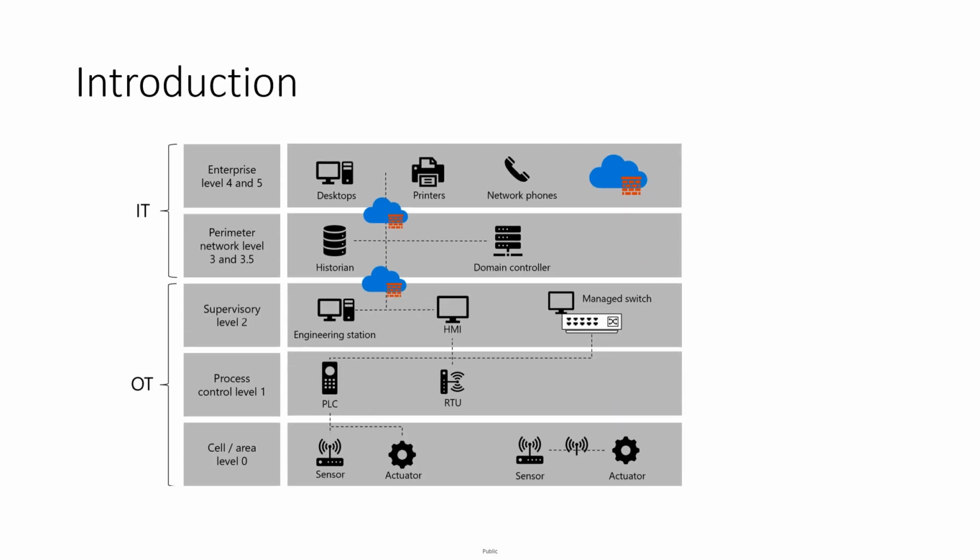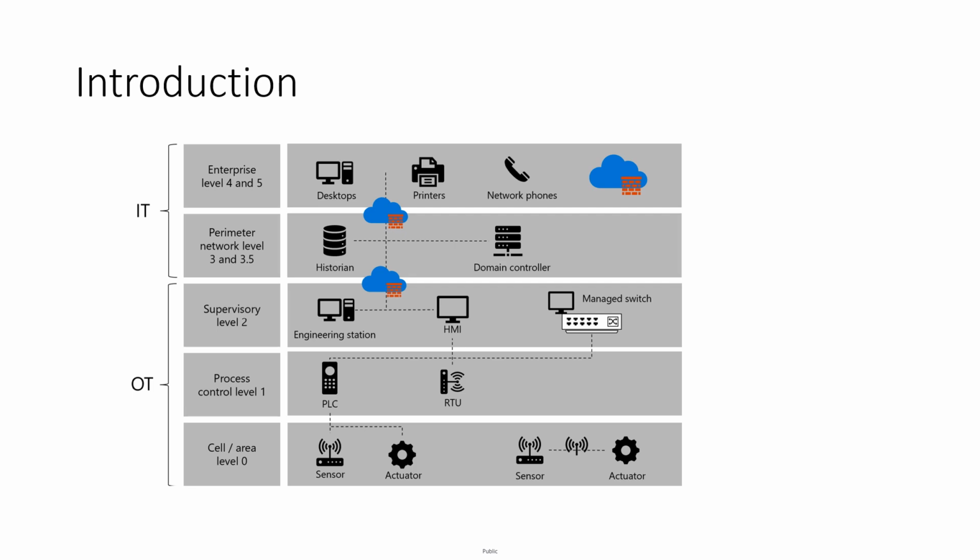To set the stage, let's start with the Purdue Model, a reference model that illustrates the architecture of industrial automation systems. This model breaks down industrial operations into multiple layers, from level 0, which includes sensors and actuators, to level 4, which encompasses enterprise systems like ERP. Automation layers have evolved to ensure real-time data flow and robust control.